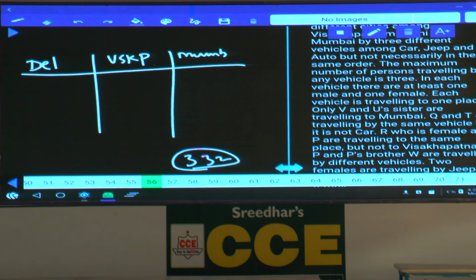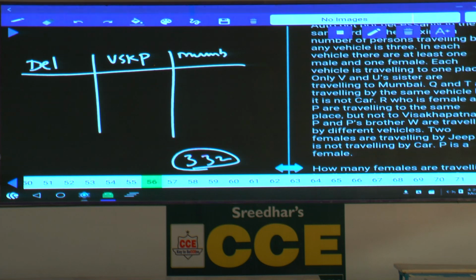In each vehicle, there is at least one male and one female. Each vehicle is travelling to only one place. W and U's sister are travelling to Mumbai. Only W and U's sister. These 2 persons are the only 2 persons who are travelling to Mumbai. The remaining persons are travelling to Delhi and Visakhapatnam. 2 persons are travelling to Mumbai, 3 are moving to Delhi and 3 are going to Visakhapatnam.